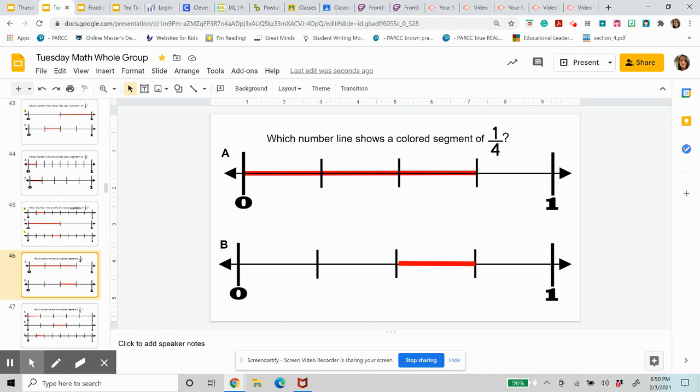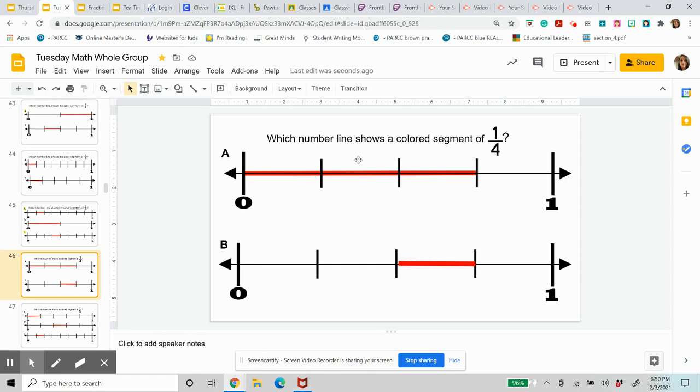Let's look at this one. Which number line shows a colored segment of 1/4? Okay. A or B. So have something in your mind, right? Because you're being an active thinker, an active learner.